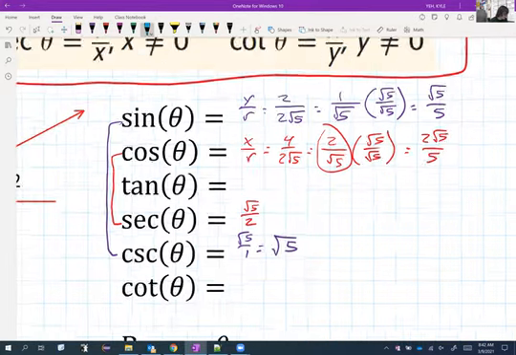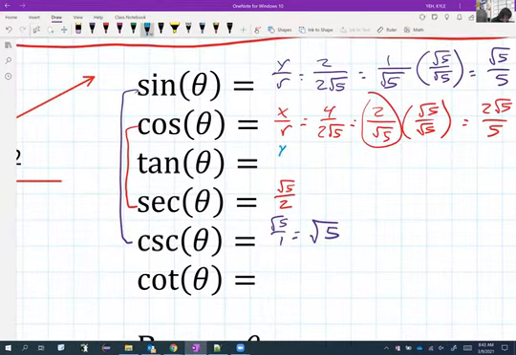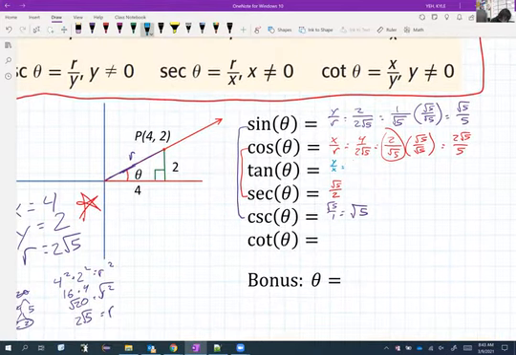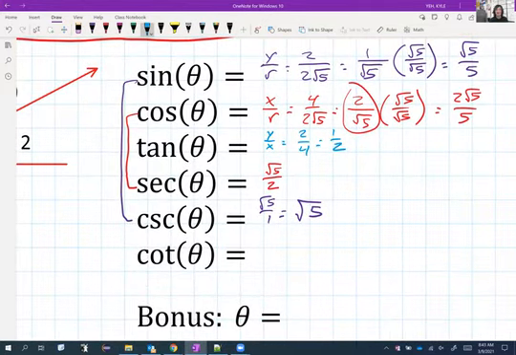Last one, tangent. From our definitions up top, it's y over x. So y over x, and over there I had written off to the side, y was 2, x was 4. No radicals, that's just 1 over 2. And then cotangent, which goes along with tangent, is 2 over 1, or just 2.